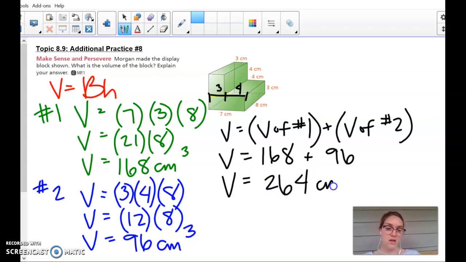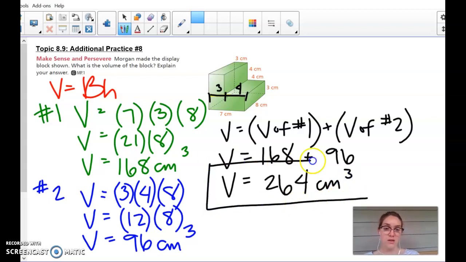264 centimeters cubed. We're trying to figure out how many 3-dimensional cubes can fit into that object, into this block that Morgan made. So we figured out that 264 cubic centimeters can fit in.